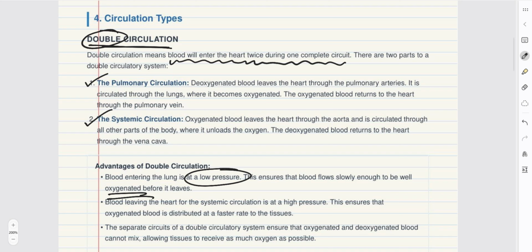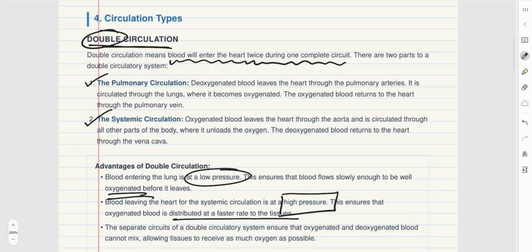But the blood that is leaving for the systemic circulation is entering the aorta, right? And the aorta has a very high pressure, right? So this creates a very high pressure. And what's the advantage of this high pressure? This ensures that the blood is rapidly distributed to each and every point of your body, right? Each and every tissue gets this oxygen at a very fast rate.